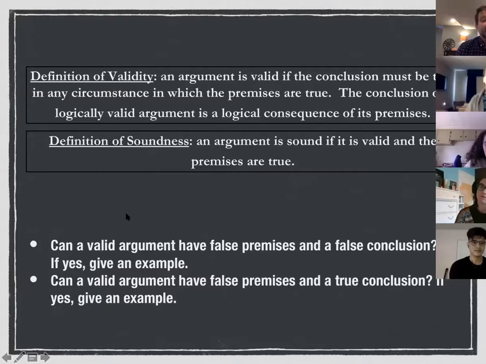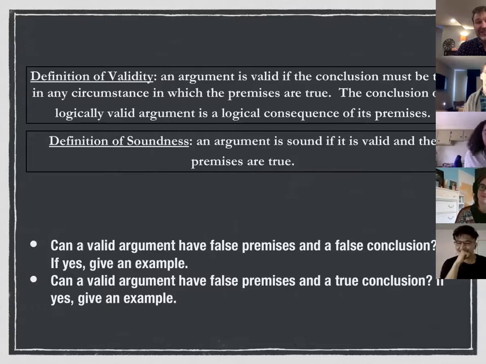All right, so in this next part, I'm going to ask you to answer these two questions. I'm just going to count to 3, and I want everyone to shout yes or no, okay? All right, so number 1, can a valid argument have false premises and a false conclusion? 1, 2, 3.